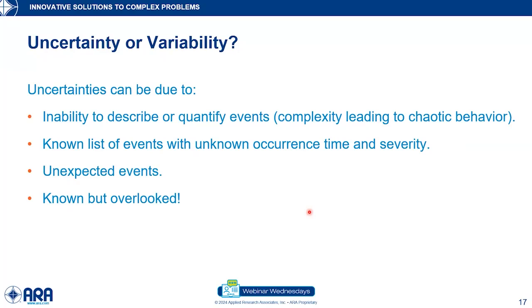And then there's the last, known but overlooked uncertainties, and these are basically, again, multiple reasons for that. Sometimes the resources are not there. Sometimes we are not sure how to handle these uncertainties, and we overlook them or we cannot simply handle them.